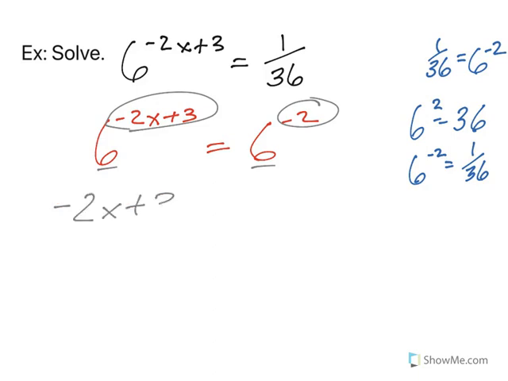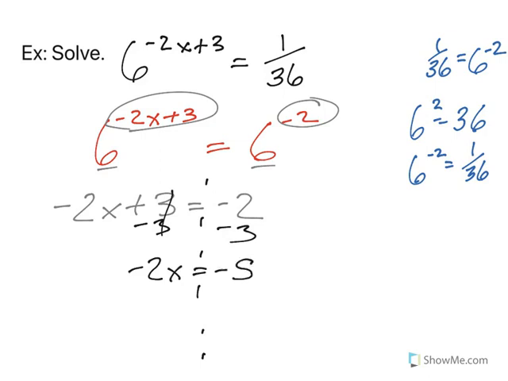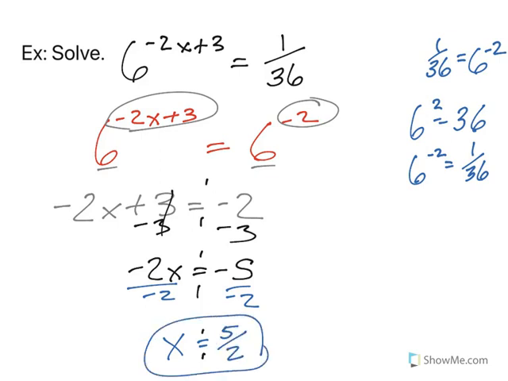Negative 2x plus 3 equals negative 2. I want to solve. I already have all my x's isolated on the left, so I subtract 3, and I have negative 2x equals negative 5. Divide both sides by negative 2 to isolate x, and 2 negatives give me a positive. So I end up with x equaling positive 5/2.